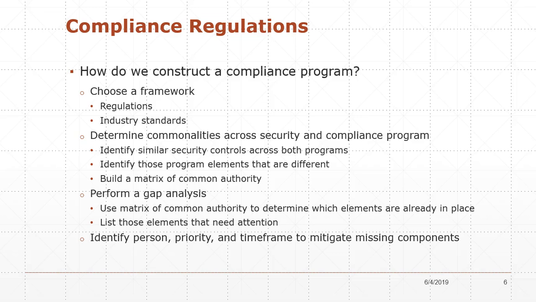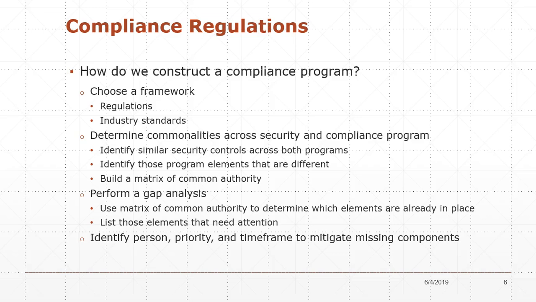You identify those program elements that are different as well. And then you build a matrix of common authority. And that matrix of common authority, if you can envision this, is simply across the top the different compliance obligations you have, and across the side the various elements that have to be accomplished. Again, like a firewall rule has to be implemented, or you have to have security awareness training for your employees. And then you can just check which of the various compliance rules and regulations would have that particular program element.